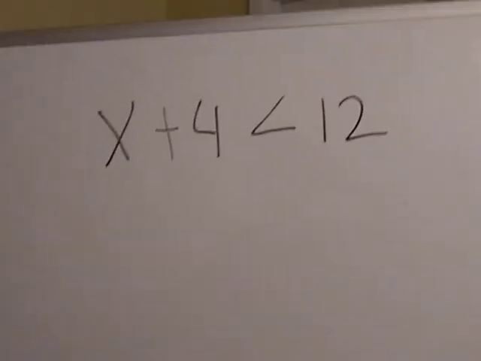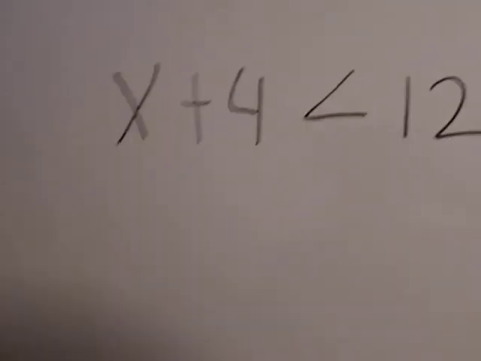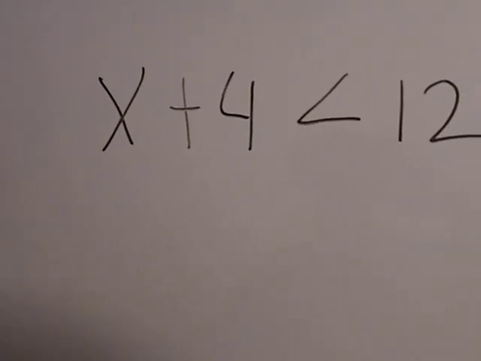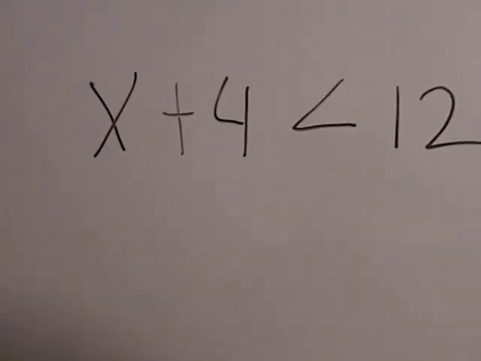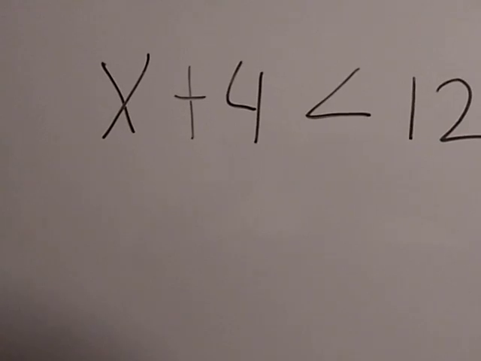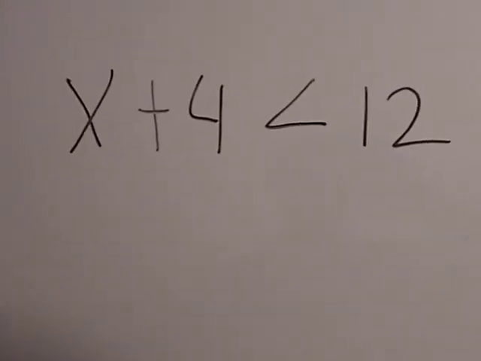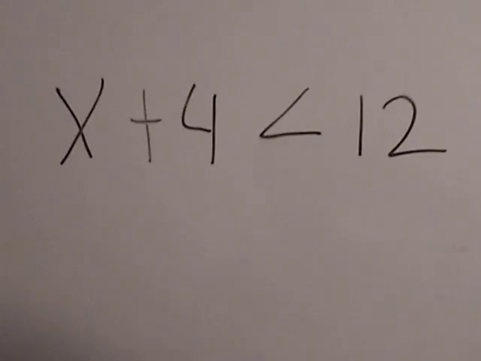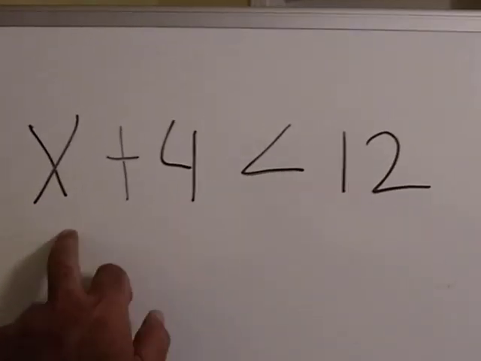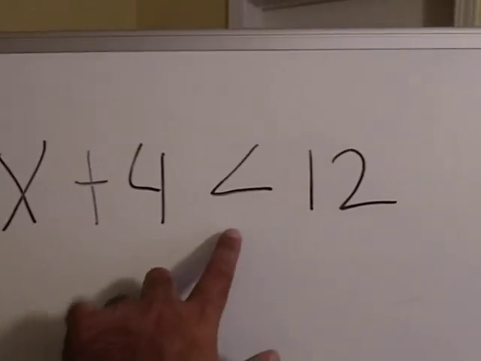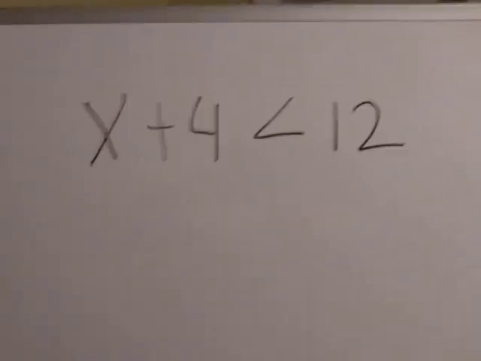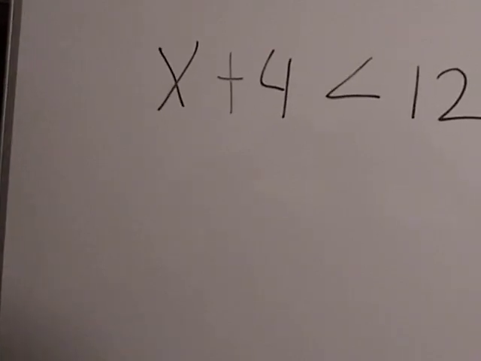Okay, so we have x. The way that you will read this problem is x plus 4 is less than 12. So that means that the value we're going to get for x has to be less than 12. Okay, that's the challenge, quote unquote, that we are being presented with right now.